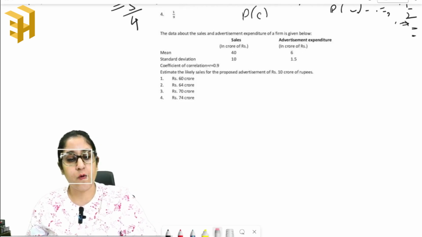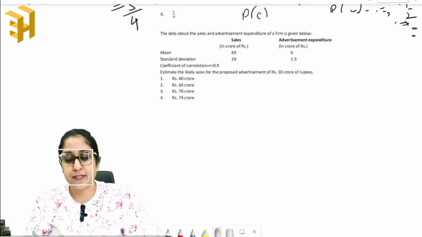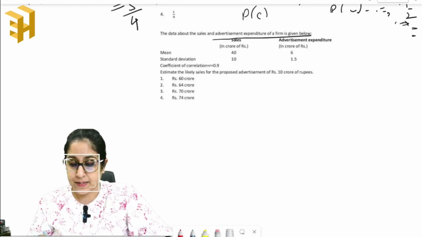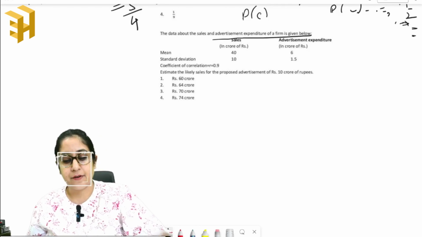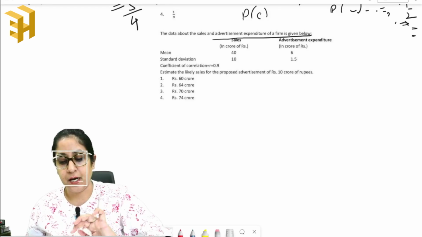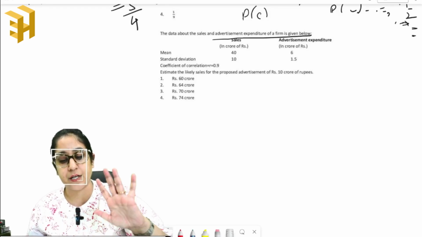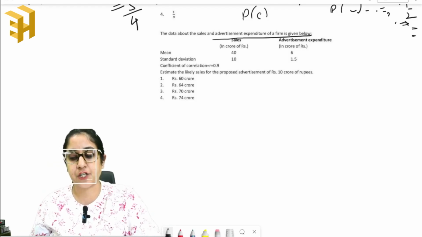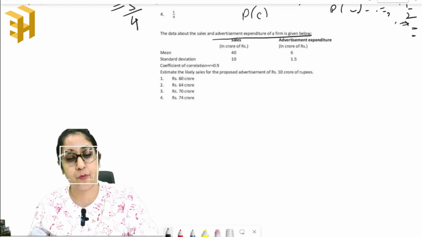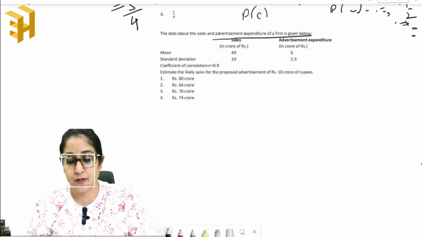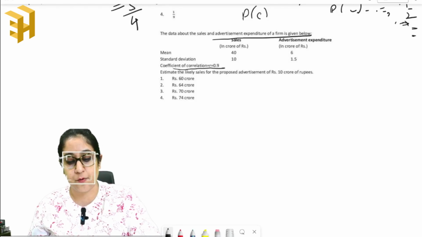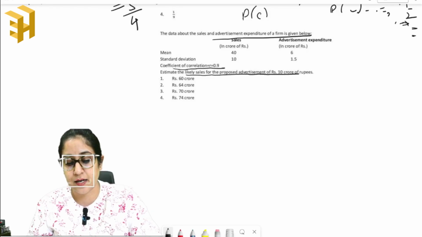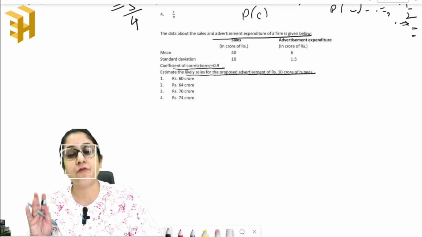Okay. Final question is that the data about the sales and advertisement expenditure of a firm is given below, right, where mean of sales is 40 and mean of advertisement expenditure is 6, standard deviation of sales is 10 and standard deviation of advertisement expenditure is 1.5. We are given coefficient of correlation to be 0.9. So we have to estimate the likely sales for the proposed advertisement of 10 crore rupees, right?